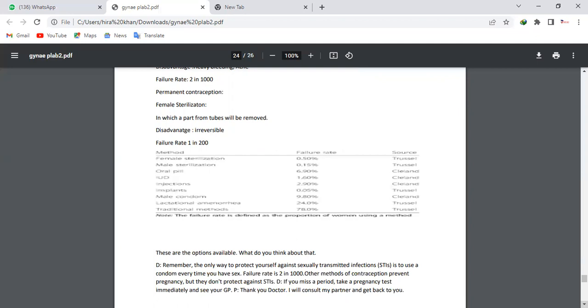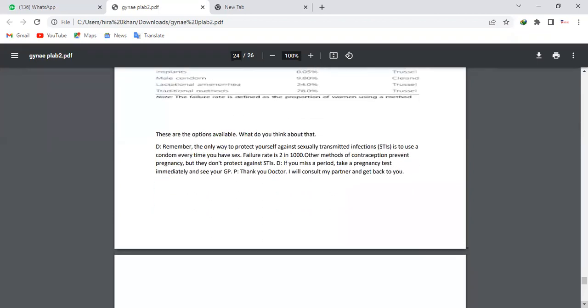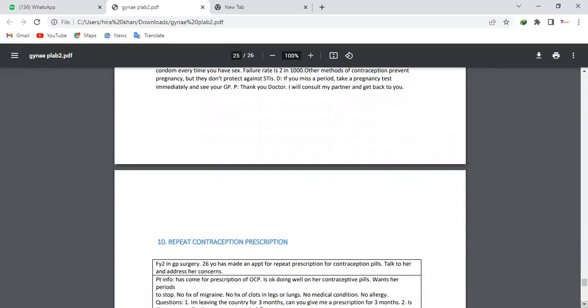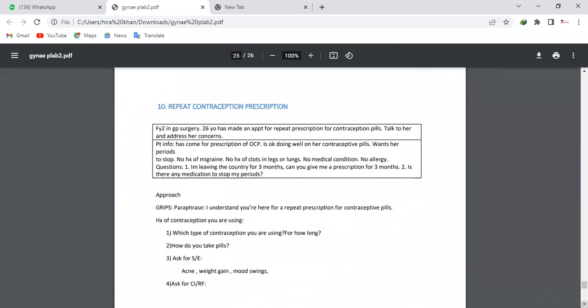You can do that. But remember, the only way to protect yourself against a sexually transmitted infection is to use a condom, because all the other methods are not going to protect you from STIs. All right. And then tell her, if you miss a period, even if being on contraception, please take a pregnancy test immediately and see your GP. And then the patient will say, okay, thank you, I will consult my partner and we'll get back to you. And then say, see you soon, have a good day. That's it.